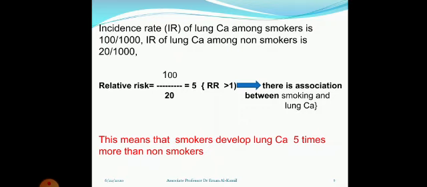So the interpretation of the result is very important. We are not only dealing with numbers, but it is important to interpret the result. A relative risk of 5 means that the risk of developing lung cancer among individuals who smoke is 5 times the risk of individuals who are not smokers.